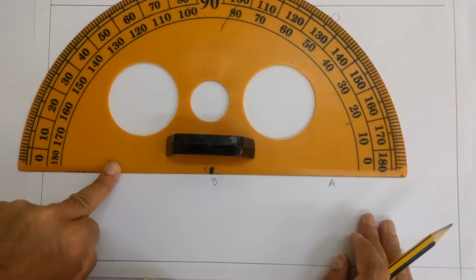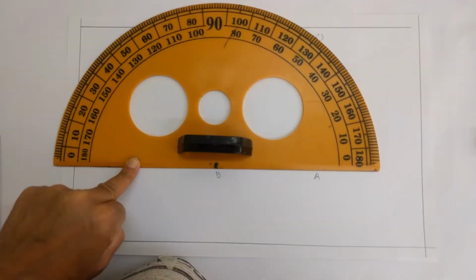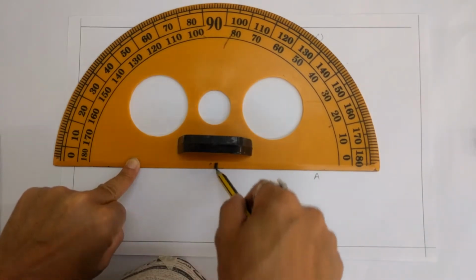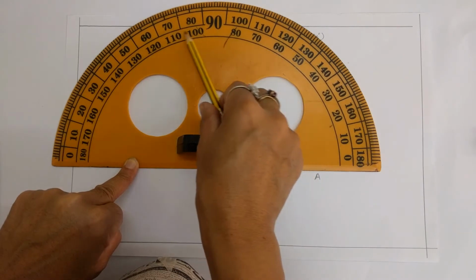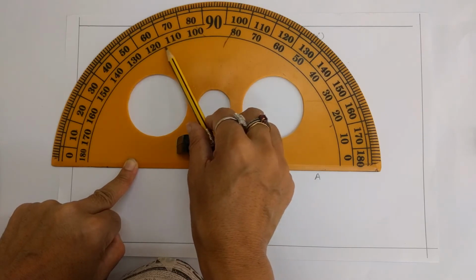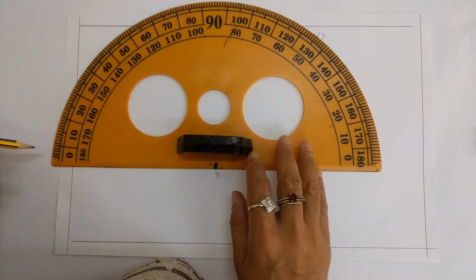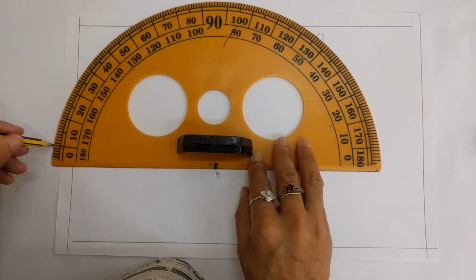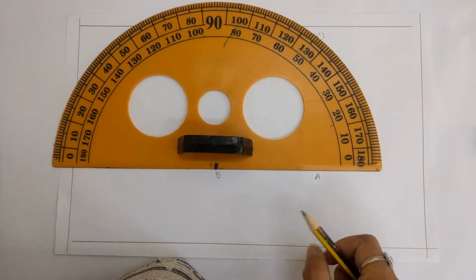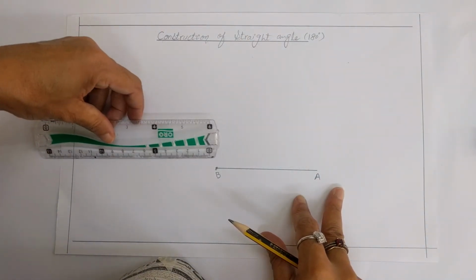Now we have to construct a straight angle. Straight angle means 180 degrees. As I told you, when we construct the angle at point B, we will use this side of the protractor. Now on this side of the protractor, find where the 180 degrees is. This one is the 180 degrees. So I will mark over here, this one is 180 degrees. Now remove the protractor and match this line with this point.